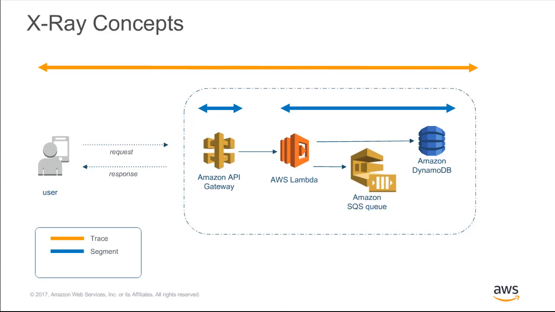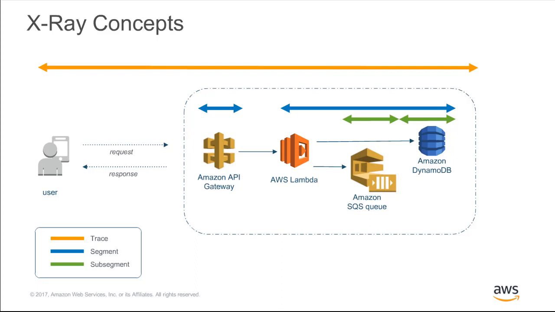The question you may ask is, why are Amazon SQS and Amazon DynamoDB not represented as segments in this picture? The reason for that is the Amazon DynamoDB service is not instrumented today. Similarly, SQS is not instrumented. Because I'm making these calls from Lambda, I'm only getting a client-side perspective of these services and not the server-side perspective.